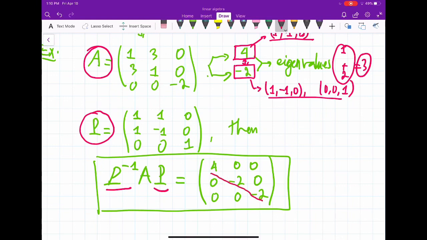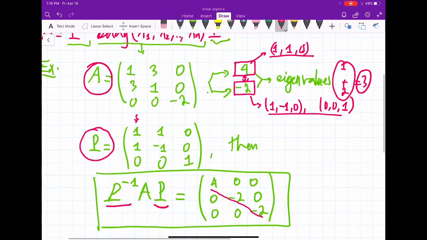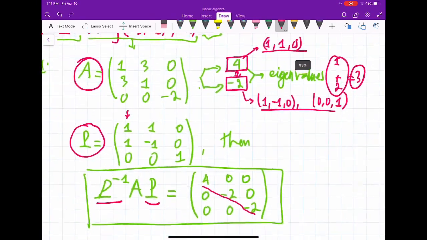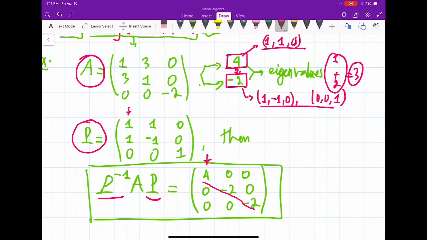And here's the thing. For the matrix P, if you put the first column as (1, 1, 0), which is the eigenvector of 4, right? So you have to keep 4 in the first position, in the first column. Make sense? So the second column is the eigenvector of -2, so you keep -2 in the second position. And the same thing for the last column, right here. I mean, in case you have 3 different eigenvalues. Agree? So we say, yes, P diagonalizes the matrix A.